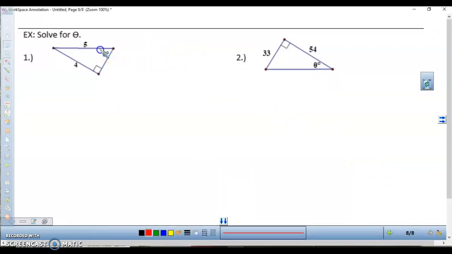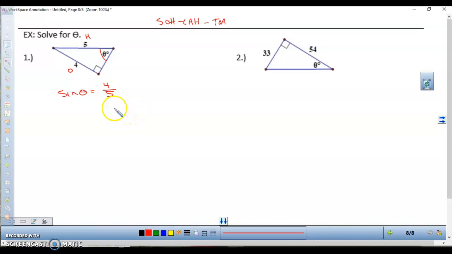In this case, here's my angle. And relative to that angle, the 5, of course, across from the right angle is my hypotenuse. And the 4 is the leg that's opposite. It's not adjacent, it's opposite. So then I'm going to think, all right, SOHCAHTOA. Which ratio uses O and H? Sine does. So I'm going to say the sine of theta is equal to 4 over 5.